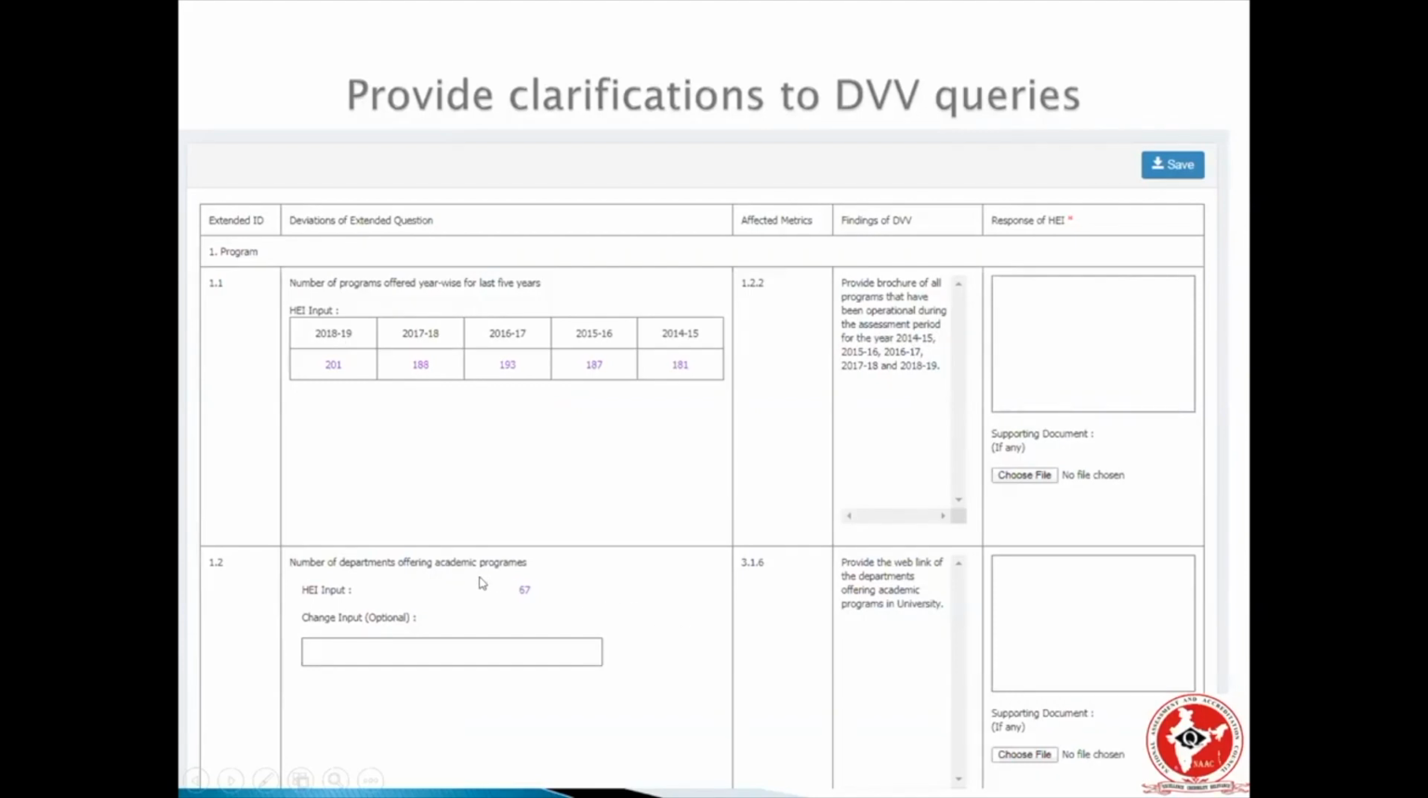Same way, the number of departments offering academic programs, HEI input is 67. So please provide the web link of the departments other than academic programs. Please provide the web link out here, and any supporting documents. If you want to upload a PDF file along with the link, you can upload it out here. And after this response and cross verification by the HEI, a data input will be provided out here by the DVV partner.